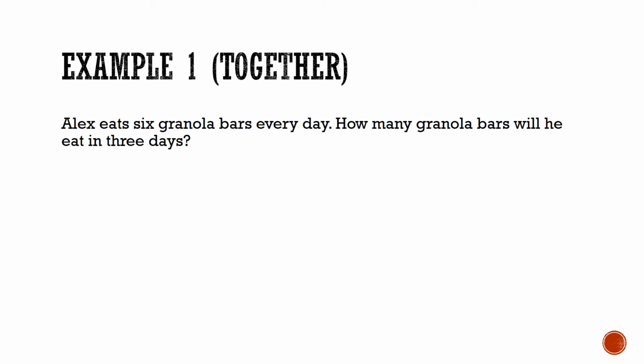Let's do an example together. So take out your packets and get ready to follow along with this one. Here in this problem, Alex eats 6 granola bars every day. How many granola bars will he eat in 3 days? Well, 6 granola bars a day sounds an awful lot like the each factor, because that's how many he eats each day. Each day is almost like a group of granola bars. So 3 days, my grouping factor is 3. That means my problem here is 3 times 6, 3 groups of 6.